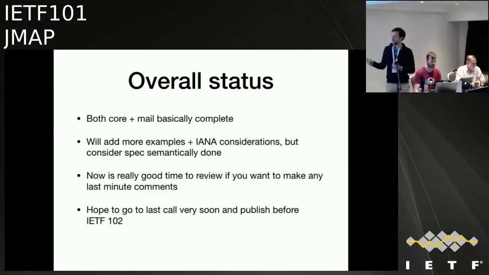So overall status, both core and mail are basically complete. We've had a look, there were a few minor issues, which we've just talked about, and I think we have resolutions for. But other than those IANA things, there's almost no GitHub issues open. We still need some more examples, I think, in the spec, and obviously the IANA considerations to be done. But I think it's pretty much semantically done. Chris, you got a comment?